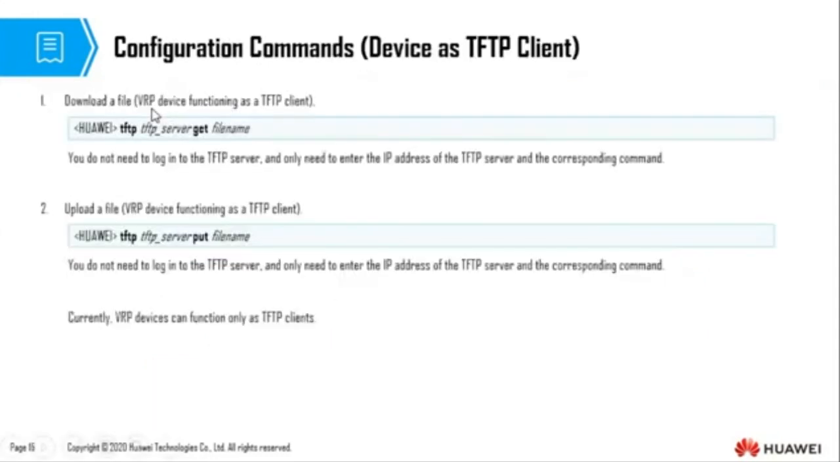How to configure TFTP client? So you use the keyword TFTP, the command TFTP, then the IP address of the TFTP server, then get.